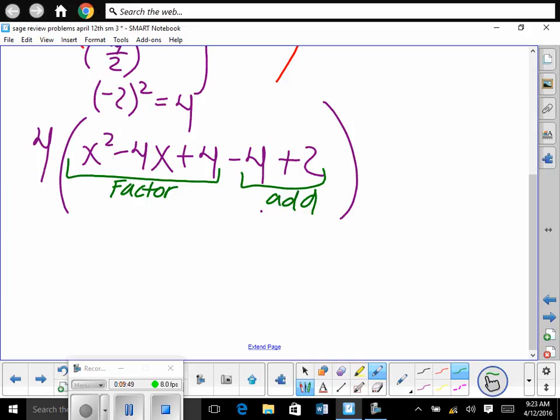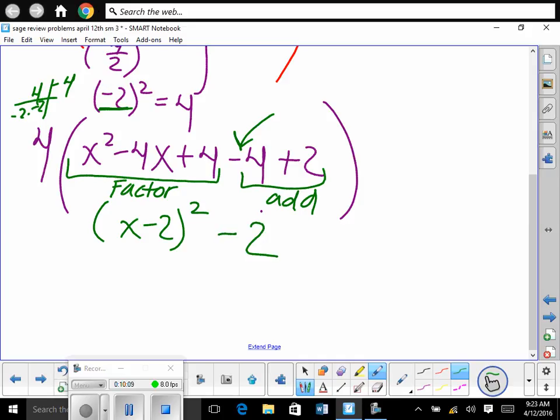So this factors to be, what multiplies to be 4, right, and adds up to be -4? Isn't it -2 times -2? Remember the trick we learned? So this is going to factor to be x minus 2 squared. And then what's negative 4 plus 2? Negative 2, right?